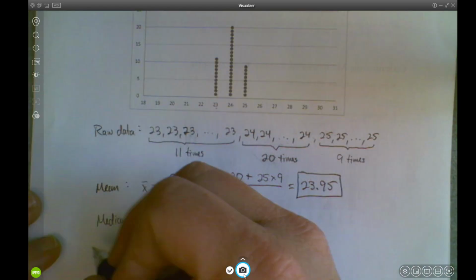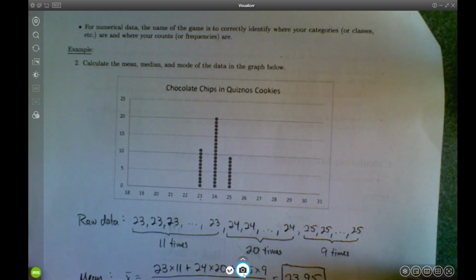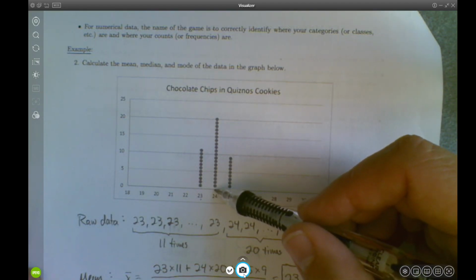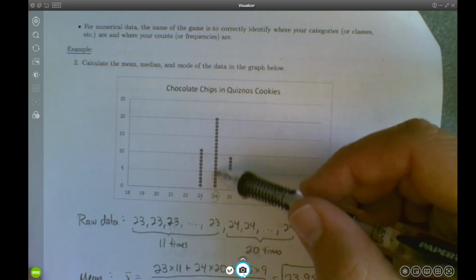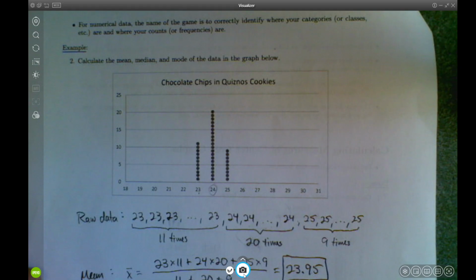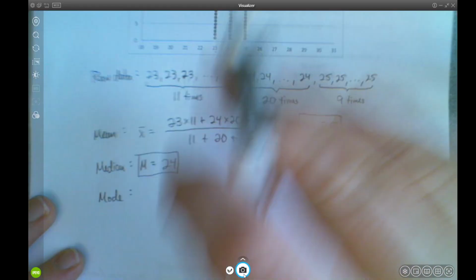And then finally, as far as the mode is concerned, the mode is simple, right? The most frequent number of chocolate chips in any given cookie was 24. That was the most frequently observed value. It occurred 20 times in the data set. So the mode was 24.